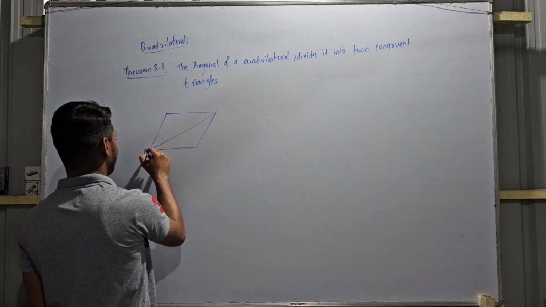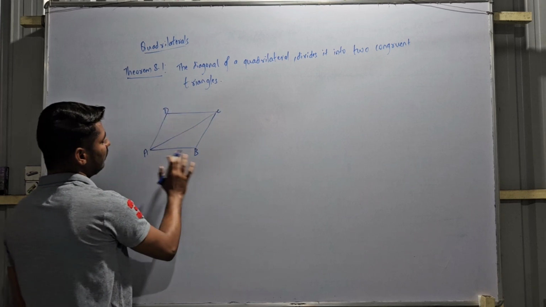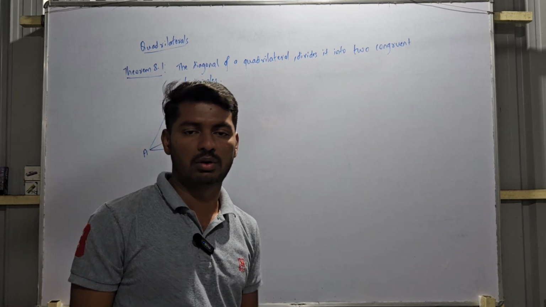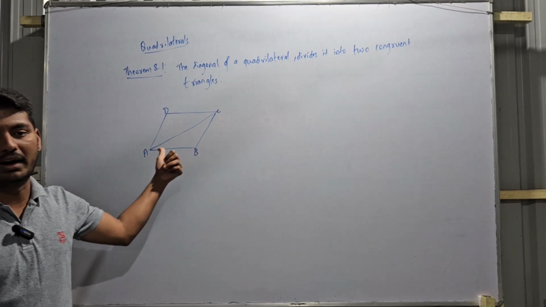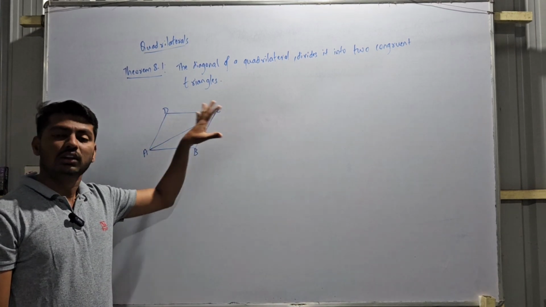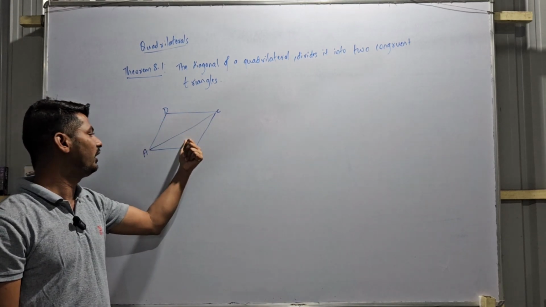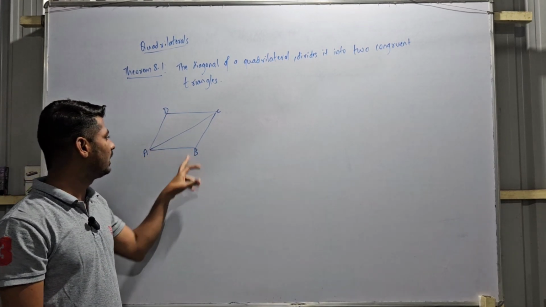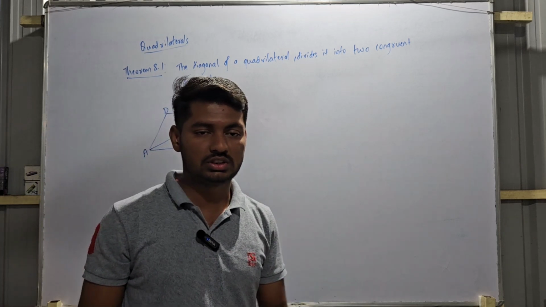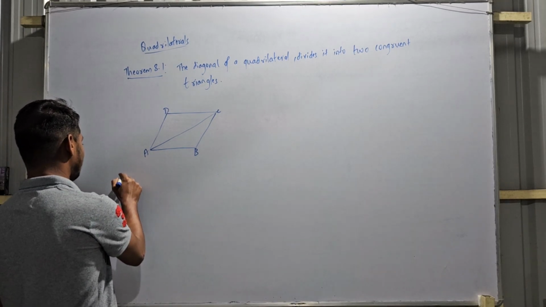So this is the diagonal, okay, ABCD. Here ABC and ADC are two triangles formed by the diagonal AC of the quadrilateral ABCD. So we need to show that this AC is dividing the quadrilateral ABCD into two congruent triangles. Those are triangle ABC is congruent to triangle ADC. Okay, so this is the statement of the first theorem. So we will study the second theorem also.